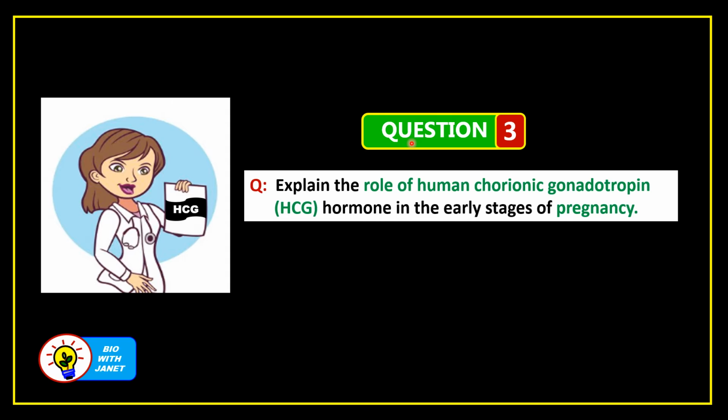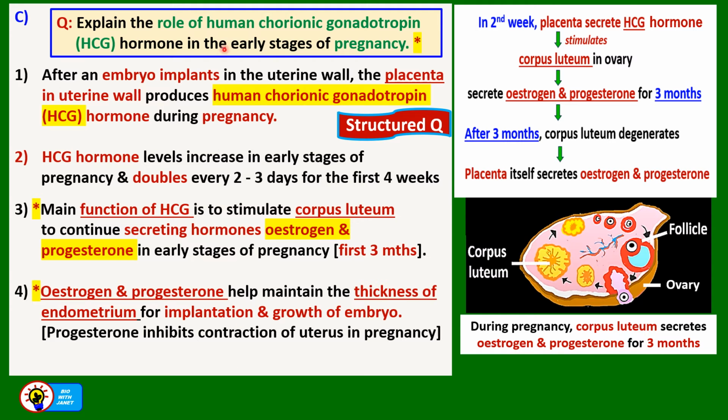Third learning standard or question: explain the role of the human chorionic gonadotropin hormone, HCG, in the early stages of pregnancy. So what is this hormone, HCG? A new hormone that we are studying. So here's an important question. Explain the role of the human chorionic gonadotropin or HCG hormone in the early stages of pregnancy. 4 marks. Now, this is a new hormone that we are studying, human chorionic gonadotropin hormone or HCG, H, C, and G.